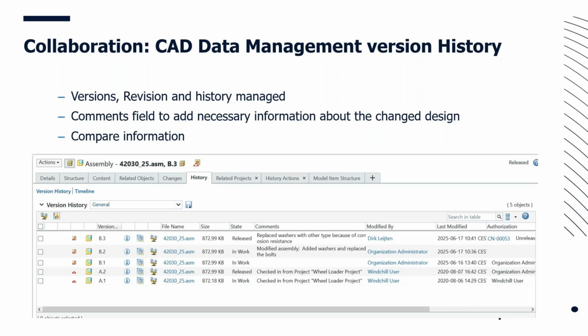Besides that, Windchill also brings compare tools, so you can easily compare different versions. So you can identify what is the difference between maybe version A or B in this example. This can also be done with Creo View, I'll explain later, and then you'll have a 3D side-by-side compare of it.